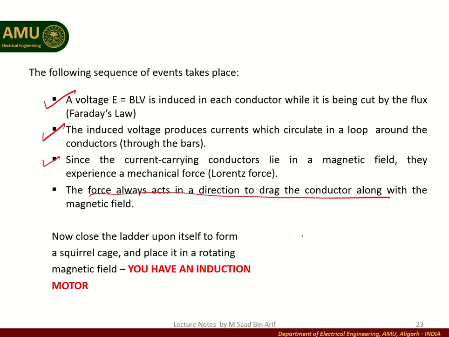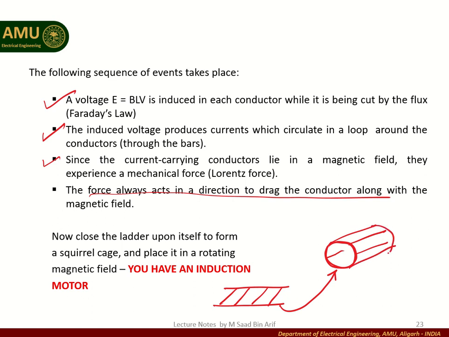and you can get a structure of an induction motor. So we have a ladder type of structure right now. If we close this structure, what we have is this bar, then we have ladder bars, then we have this bar over here, and this structure is basically a cage type of structure.